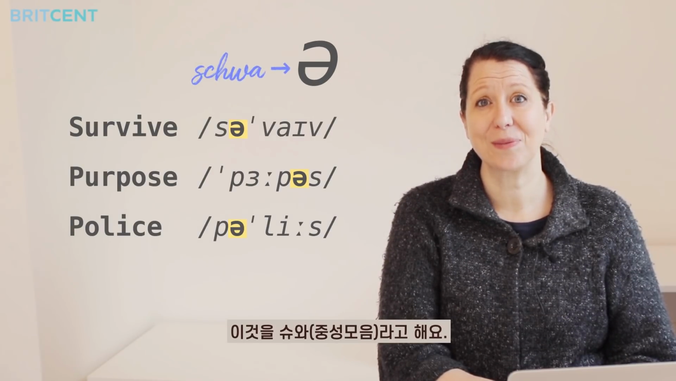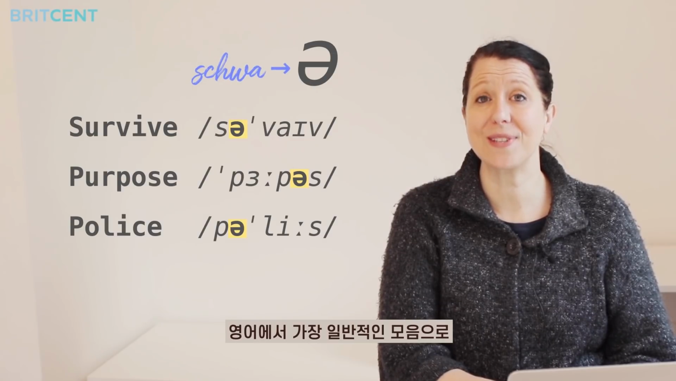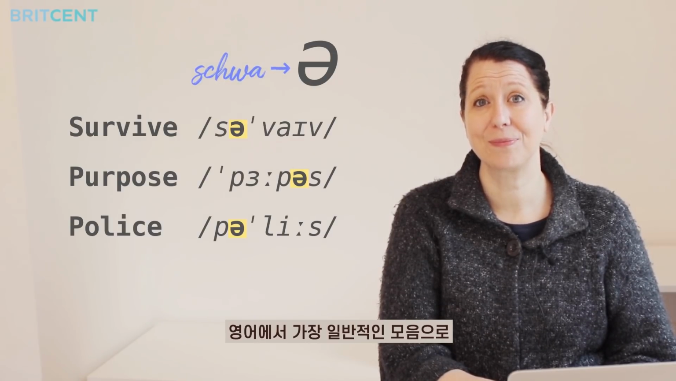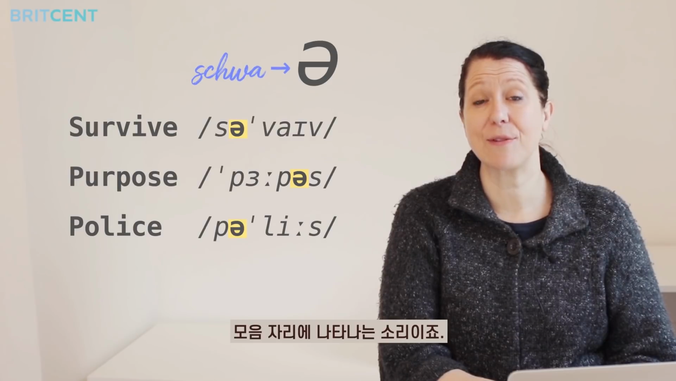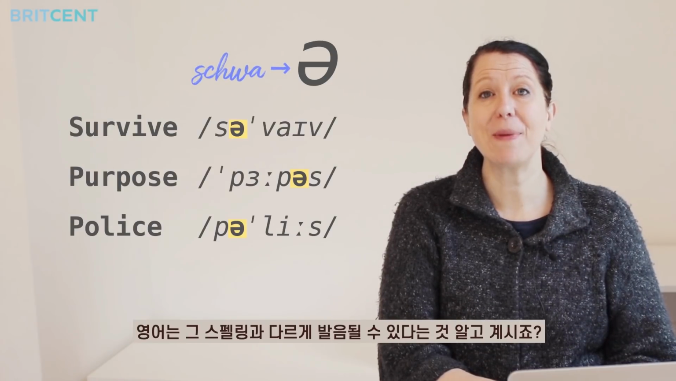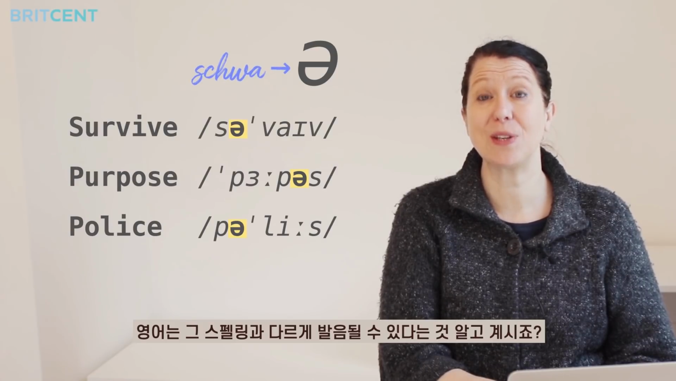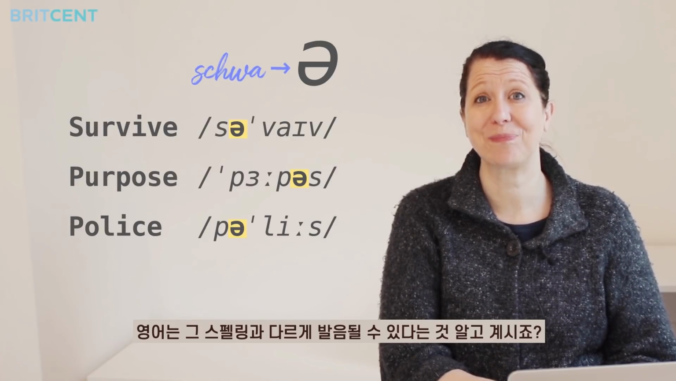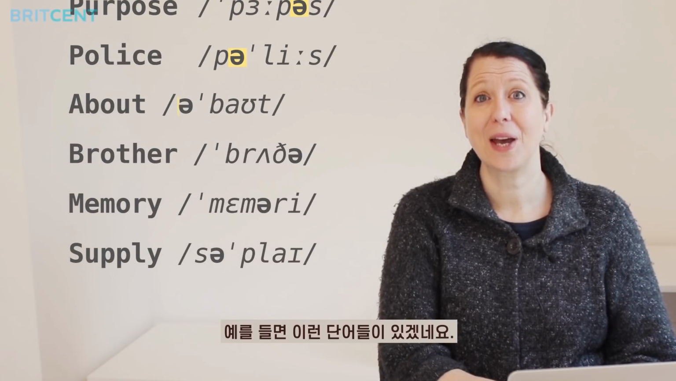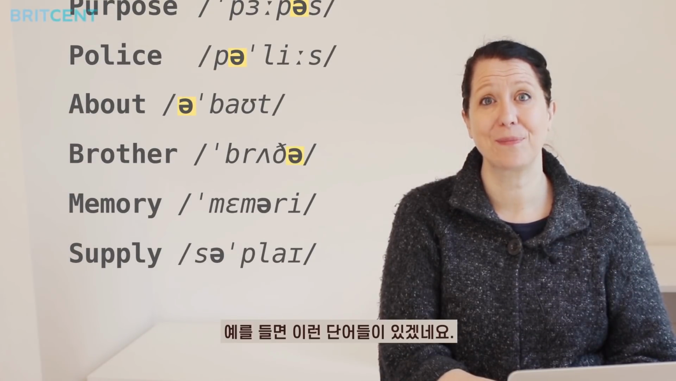This is the schwa. It's the most common vowel sound in the English language. The sound can appear in the place of a vowel sound. Remember that in English, how something is spelled and how it sounds might be two quite different things. For example, about, brother, memory, supply.